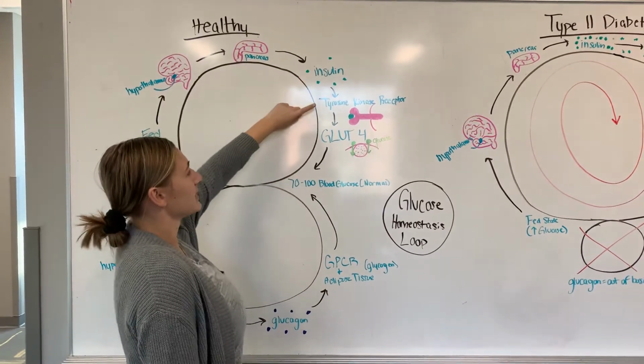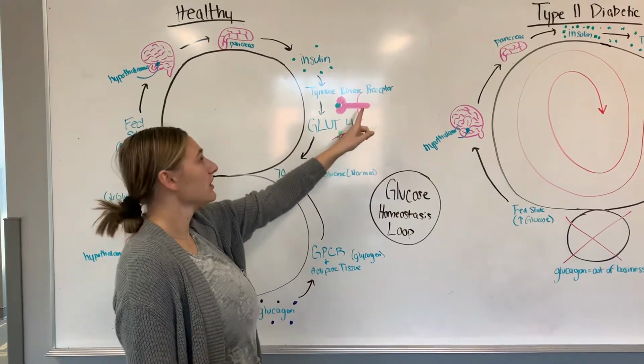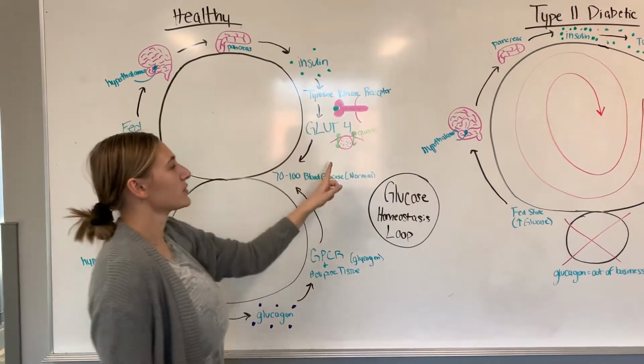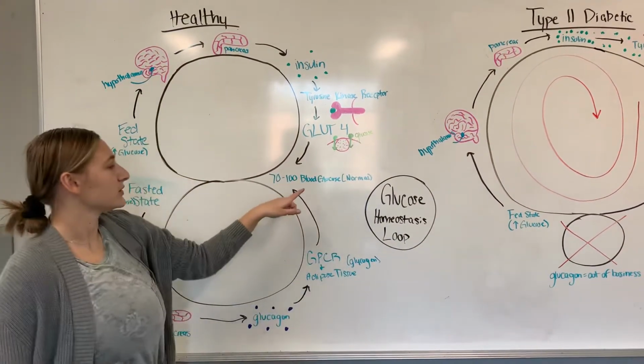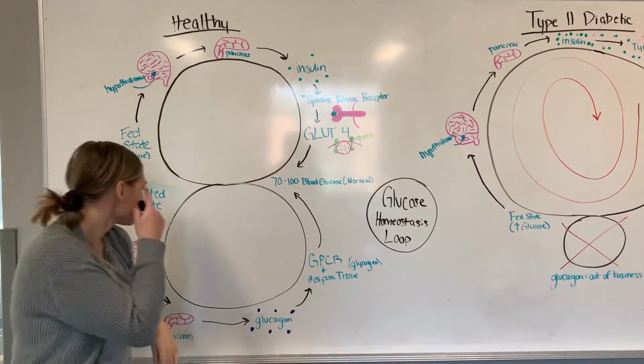This hormone is going to attach to our tyrosine kinase receptors, which are on the surface of each cell. And this action is going to send a message to our GLUT4 receptors, which are going to rise to the surface of our cell to take glucose in and bring our blood glucose levels down back to a normal rate of about 70 to 100.